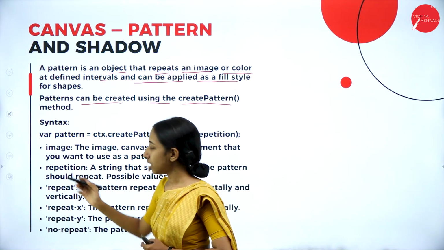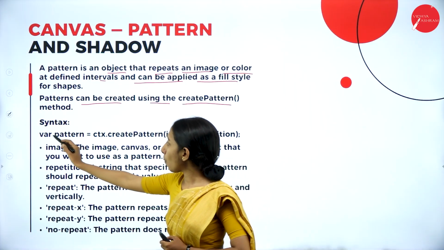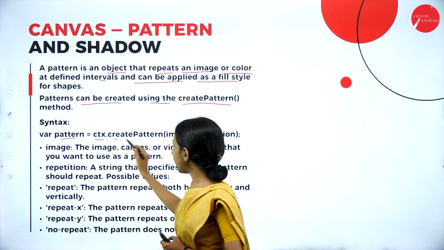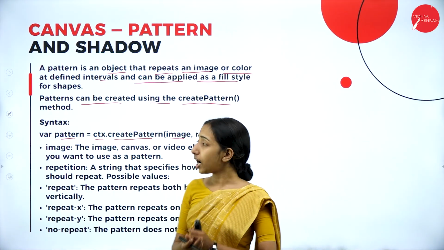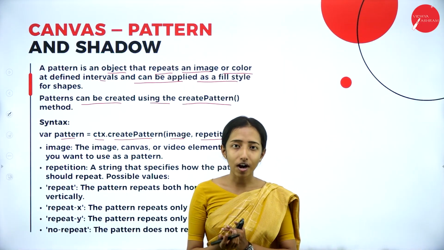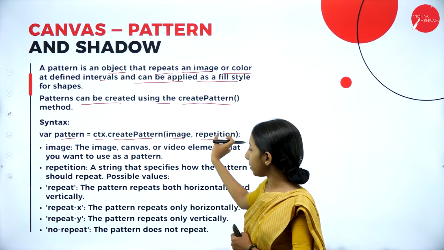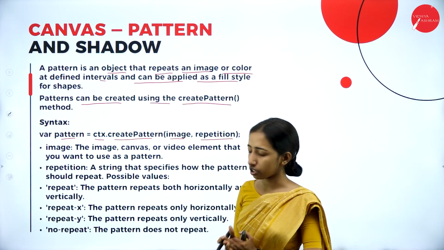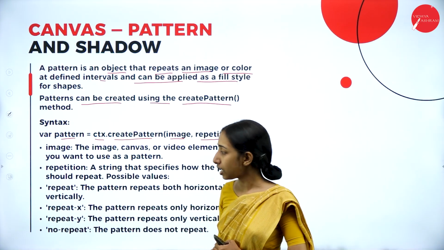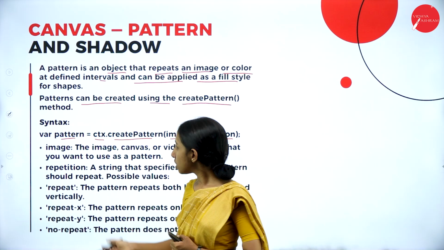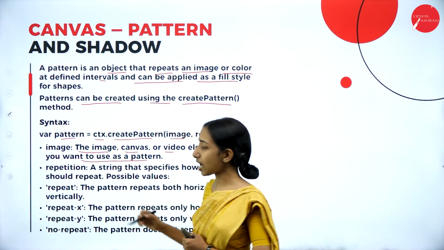Here var, the variable we will be taking, will be declared with the var keyword. So var pattern = ctx.createPattern, and here we will be passing the image and the repetition. As I specified, the pattern is the object which will repeat. So you can see it has a repetition. And what is this repetition? You can see repetition: repeat, repeat-x, repeat-y and no-repeat. The first thing is what is this image? The image is the canvas or the video element that we want to use as a pattern.